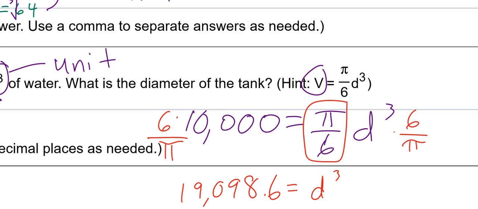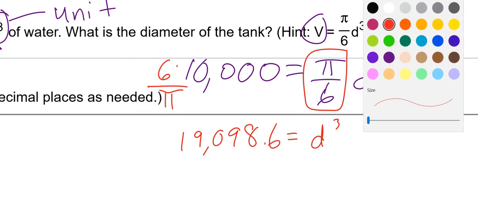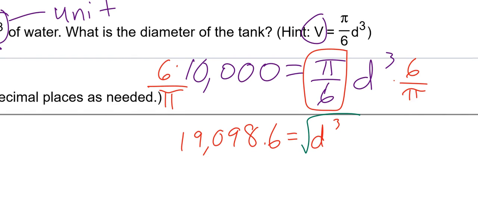Just tell me what's the one thing I would have to do after that to get the third power gone. Take the cube root. And if you take the cube root, you end up with 26.7 as your diameter.